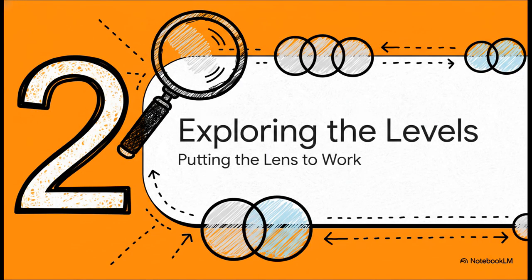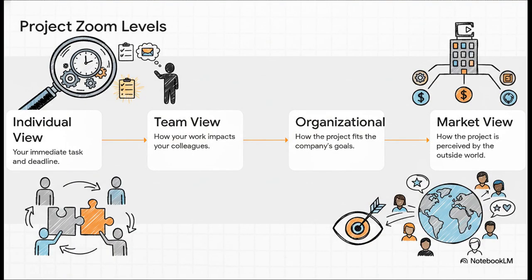All right, let's really dig into these different levels. We're going to put this lens to work with a really practical example. Okay, I want you to imagine you're working on a project. At level one, the individual view, you're totally zoomed in on your task, your deadline. Now, let's zoom out one level to the team view. Suddenly you're asking, how does my work impact my colleagues? Okay, let's zoom out again to the organizational view. Now the question is, why did the company even start this project?